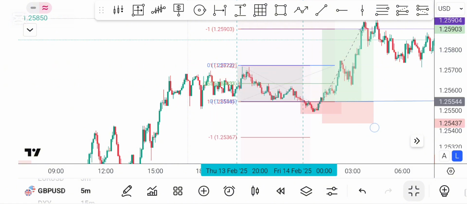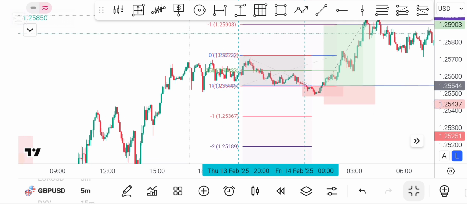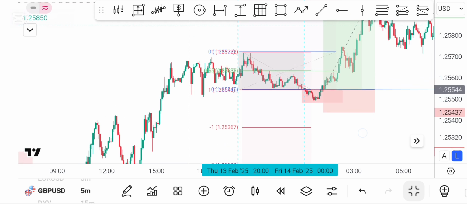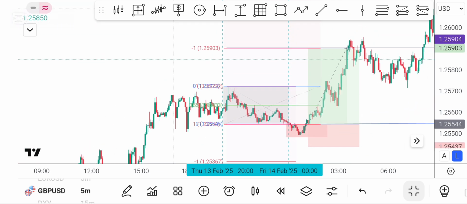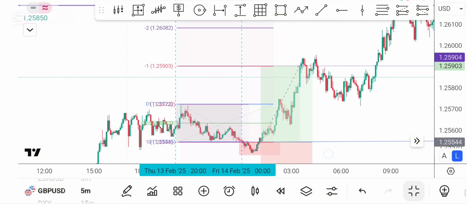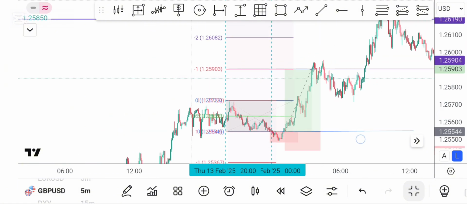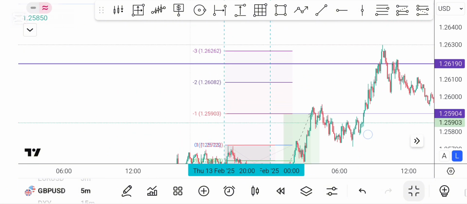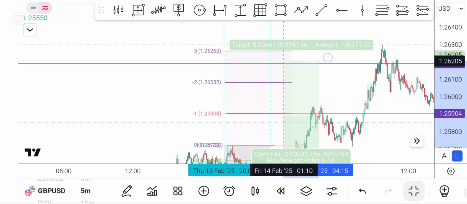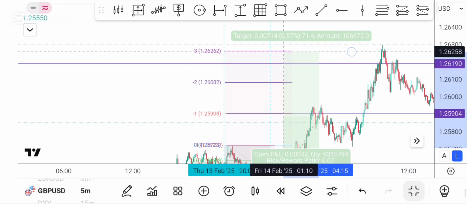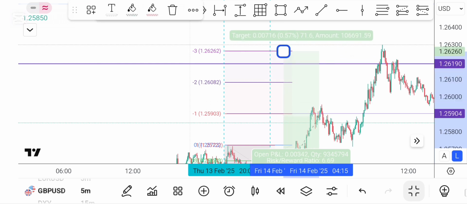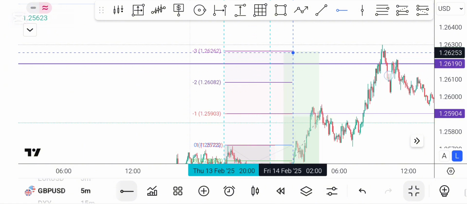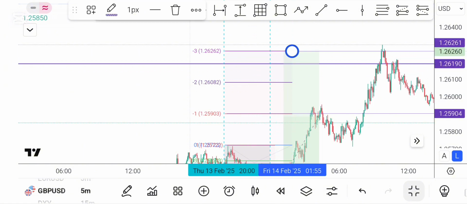The market did not even go one standard deviation below Asia. It only traded above and then went one standard deviation and even more above the Asian range. Look at how far the market went, 3 standard deviations right over here, which is actually a very beautiful trade. You see, 1.26262, which is a very key level.